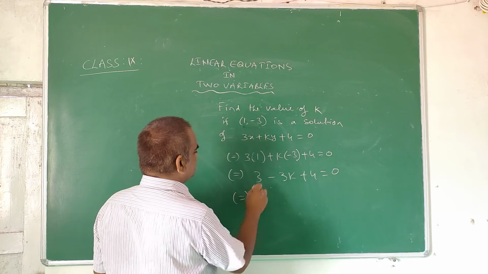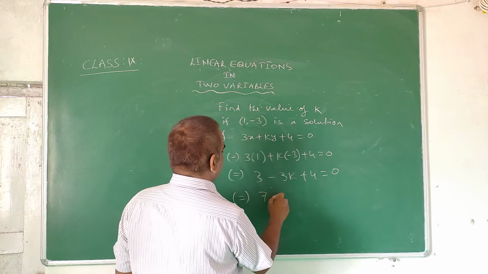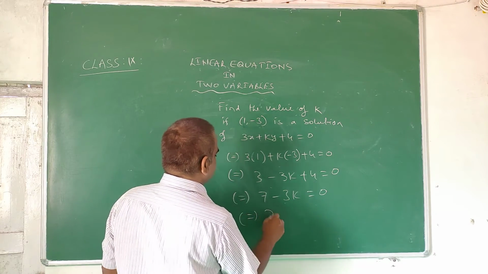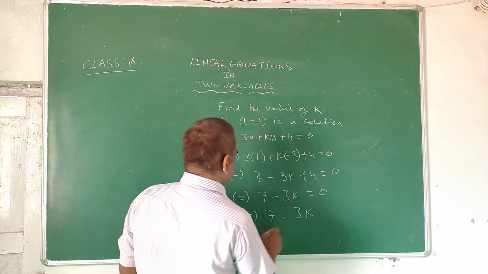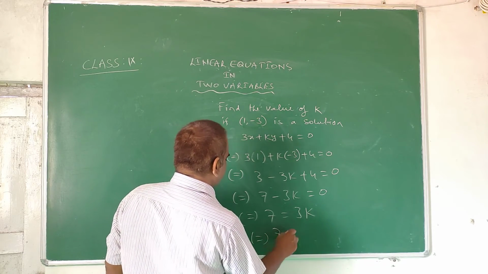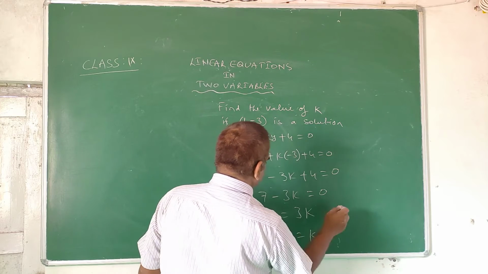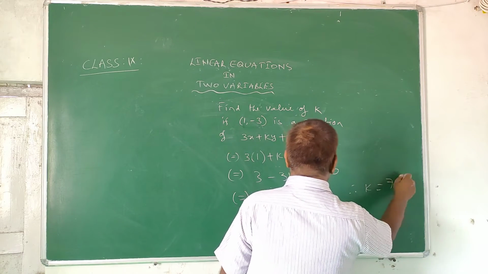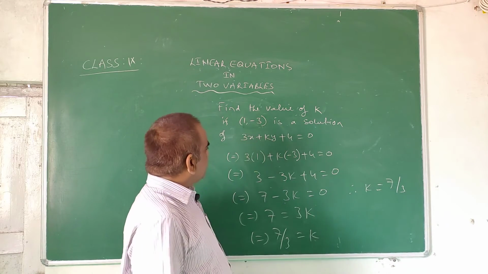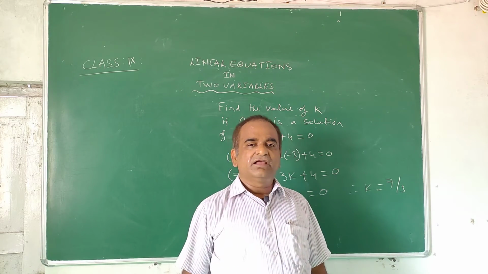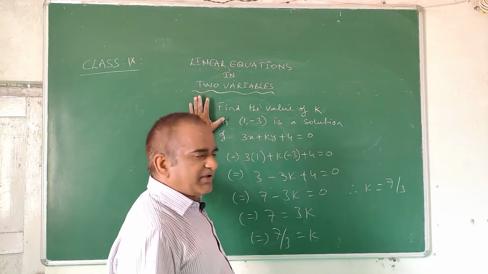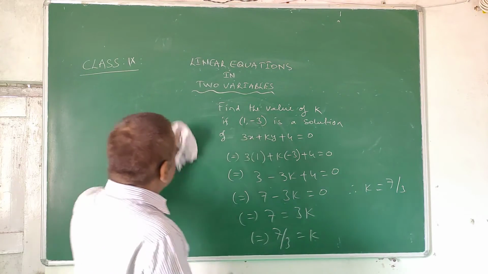So now 3 plus 4, 7, 7 minus 3k is equal to 0. And so 7 is equal to 3k. So 7 by 3 is equal to k. Therefore, the unknown value k is 7 by 3. So like this you can find the unknown if the solution of a linear equation is given.